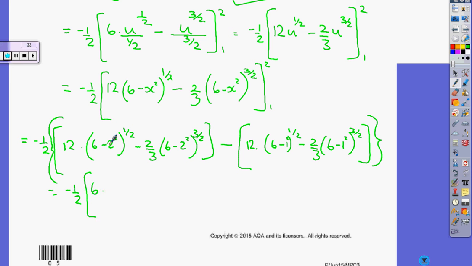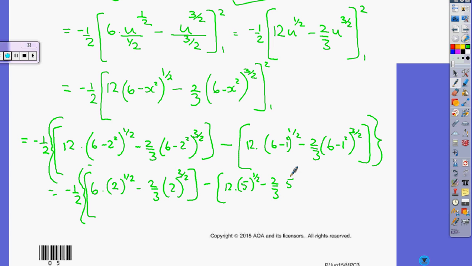6 minus 2 squared, 6 minus 4, so 4, 2 square rooted, minus 2 over 3, 2 to the power 3 over 2, minus, I'll stick that funny squiggly bracket there again, 12, 5 to the half, minus 2 over 3, 5 to the 3 over 2, square bracket, squiggly bracket. Okay.